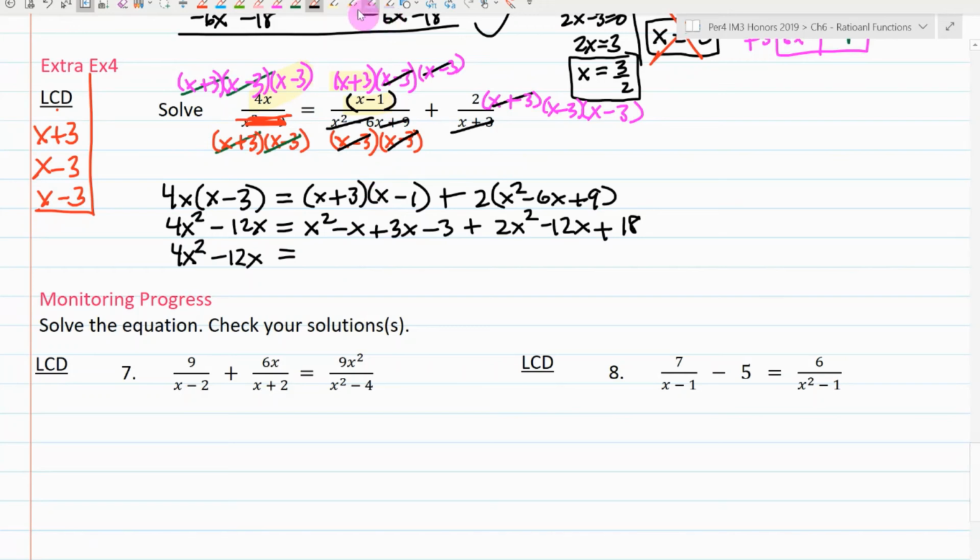This side, we're going to combine the x squareds. So we have an x squared and a 2x squared, so we have 3x squared. And that's good because here we have 4x squared, which means we're only going to have 1x squared, so it'll be easy to factor. Then we have a minus x.